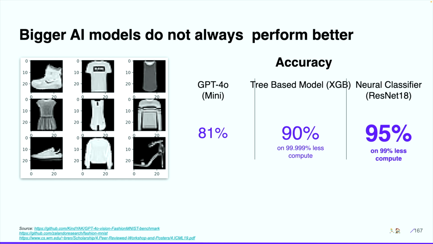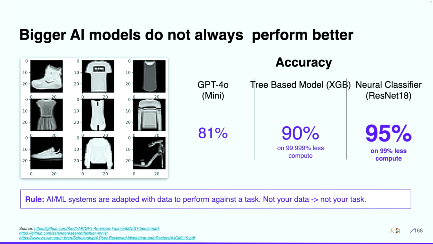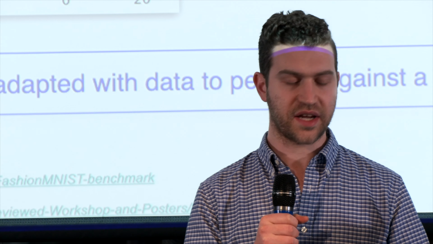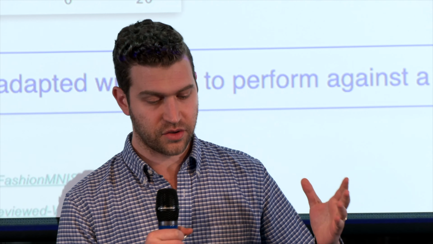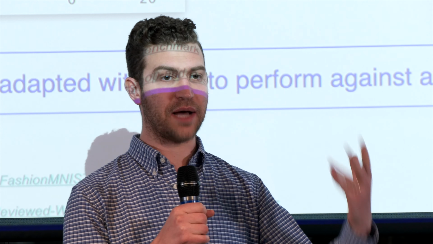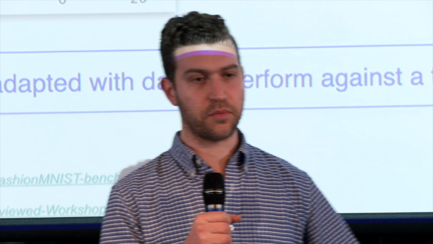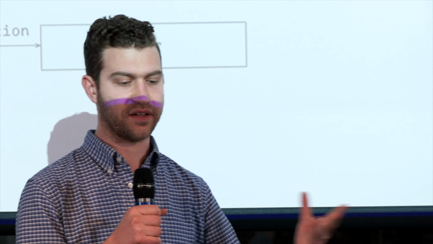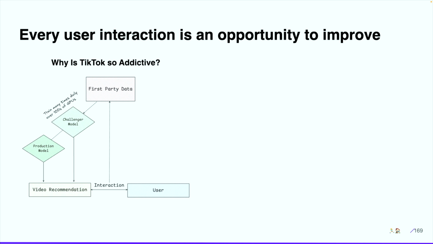If you use GPT-4o Mini to try to classify this data set, you'll get about 81%, which is embarrassingly bad compared to just the kind of computer science 101 models that you could use, which get 90 or 95% and run on a CPU. So the rule is basically that systems which are adapted to data almost always outperform systems that are not built tailored to that data. We say: not your data, not your task. Your model is a compilation of your data.